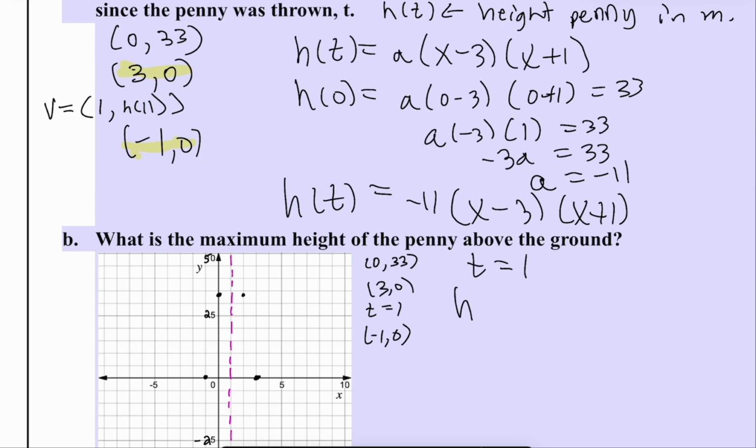So let's plug in 1 to our newfound equation. That would be negative 11 times negative 2 times positive 2, so the height would be 44 meters. So let's put that on our graph paper. We know that our vertex happens at (1, 44). And now we can draw our parabola.